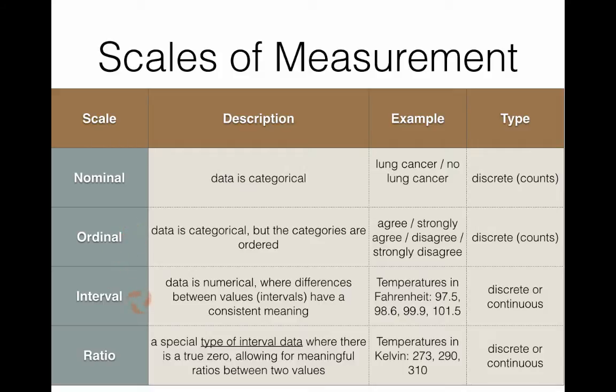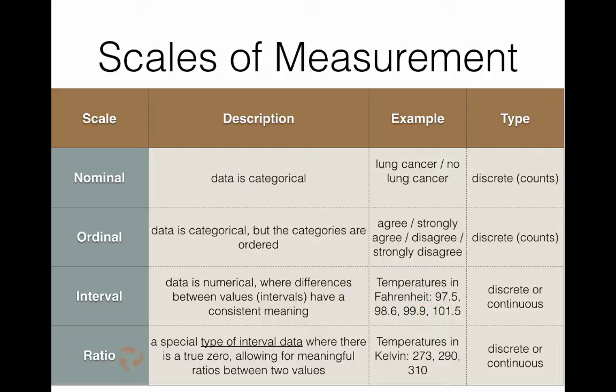Interval scales are used for numerical values where an interval difference would be interpreted the same way throughout the scale. For example, a 2-degree difference in temperature means the same thing in the interval 0 degrees to 2 degrees as the interval 100 degrees to 102 degrees.